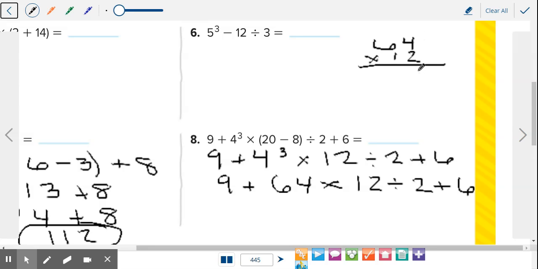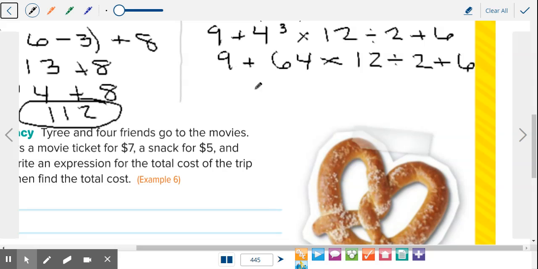So, what's 4 times 2? 8. 6 times 2? 12. Okay, so we come down here and put a 0. What's 1 times 4? And 1 times 6? 6. So we add it up. 8, 6, 7. So 768. So everything else gets copied down. So 9 plus 768 divided by 2 plus 6.